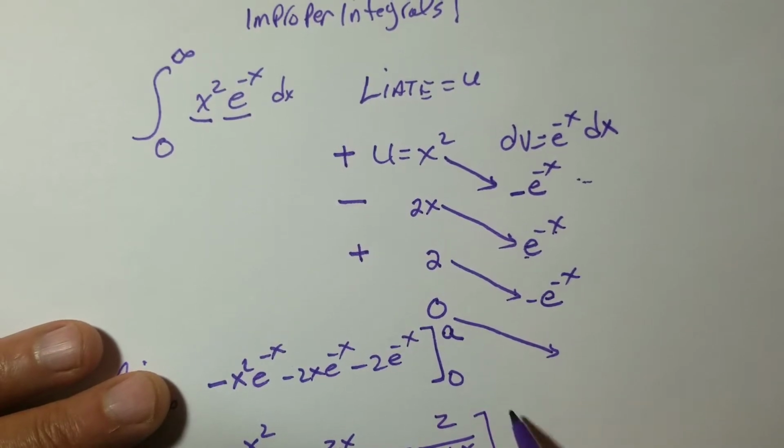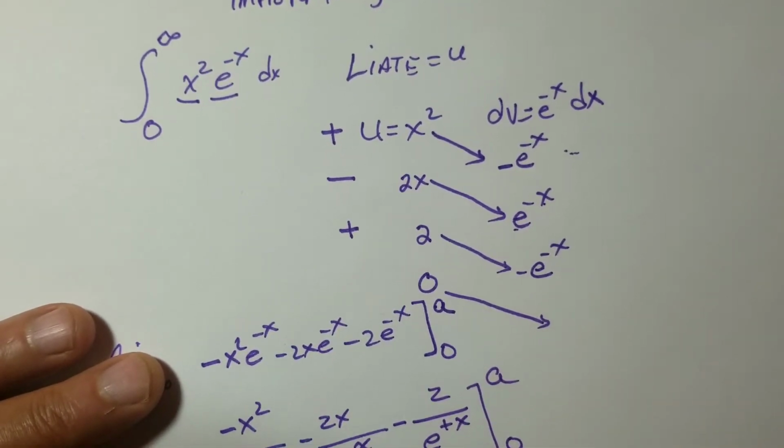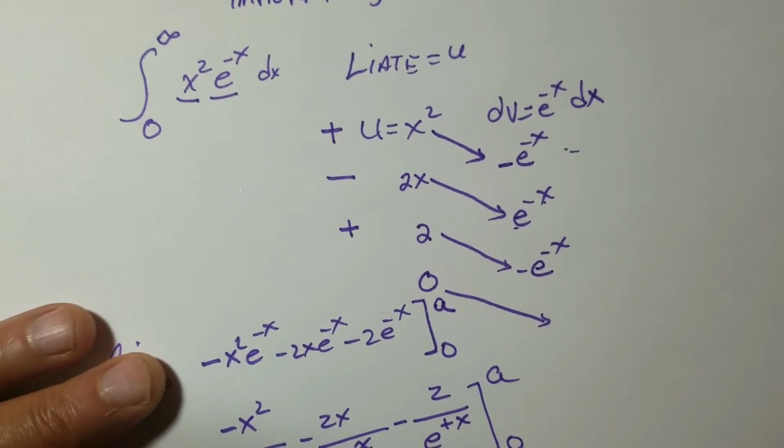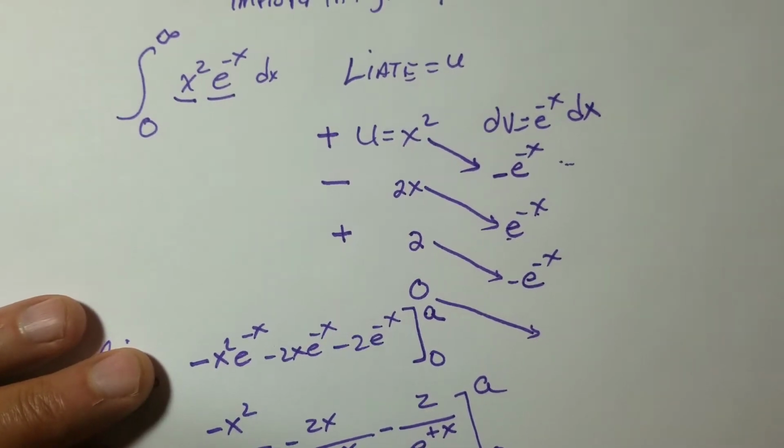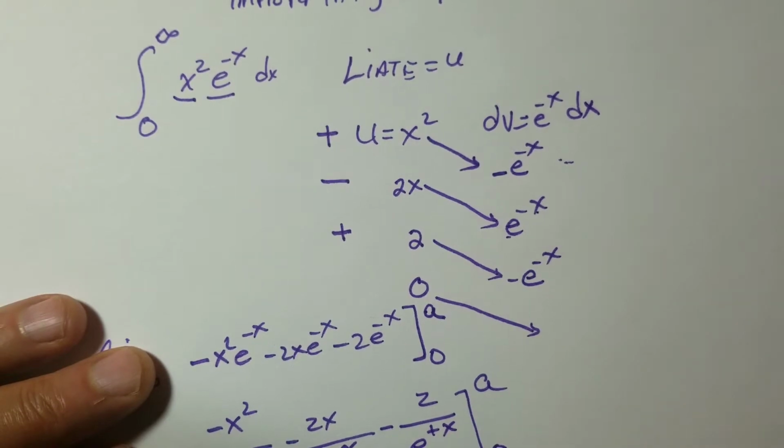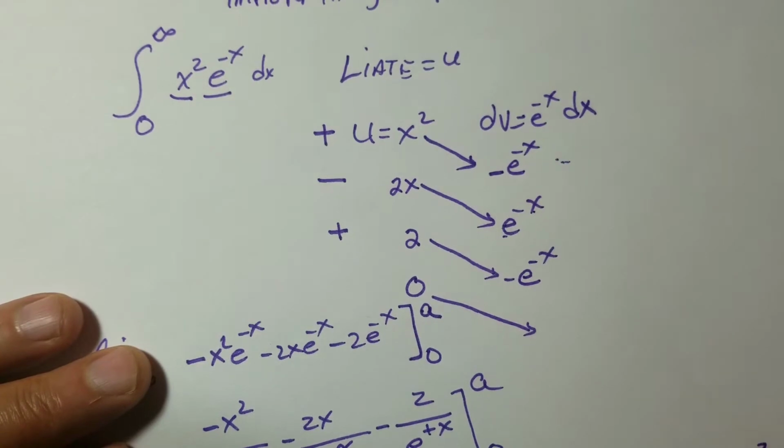And then I go from 0 to a, that becomes negative a squared over e to the power of a, minus 2a over e to the power of a, minus 2 over e to the power of a. That's your positive quantity, which is f of b minus f of a: 0 over 1, minus 0 over 1, and minus 2 over 1, because e to the power of 0 is 1, and this answer is going to become 2.